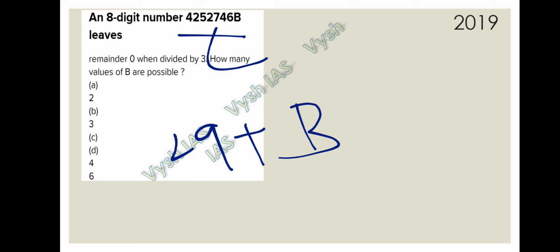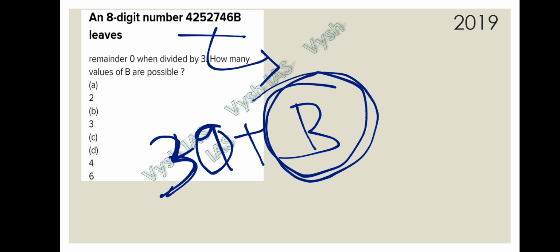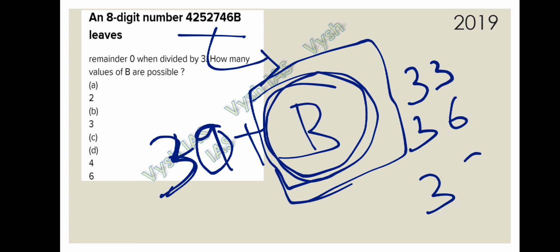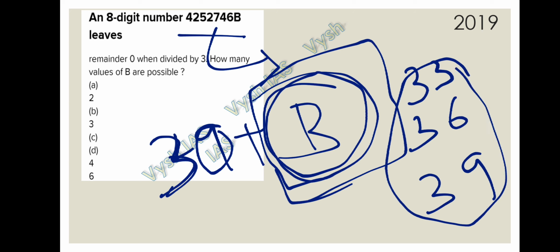So once again, count and see. 4 2 plus 5 2 7 4. So this is 30, not 29. So 30 plus b, with remainder 0. In order to get remainder 0, the number we add should be divisible by 3. From 30 to 39, how many numbers are divisible by 3? 33, 36 and 39. These 3 are the numbers divisible by 3. So 3 values are possible in the place of b, that is option B, 3 is the answer.